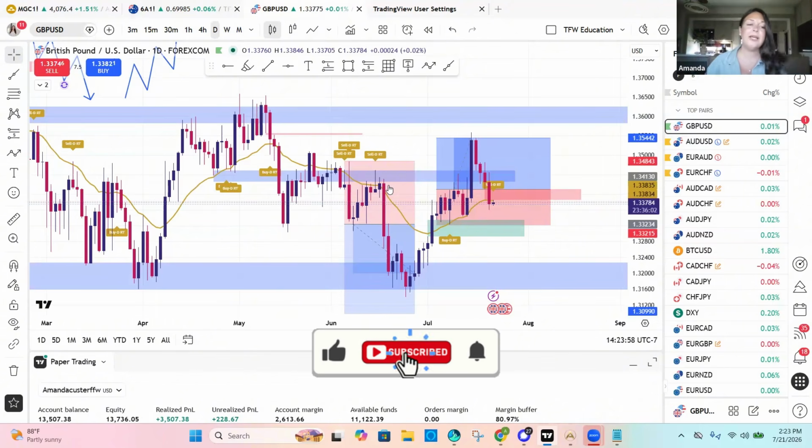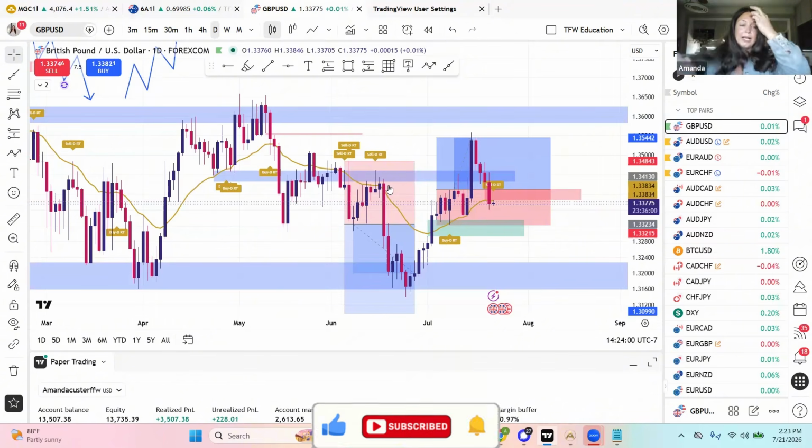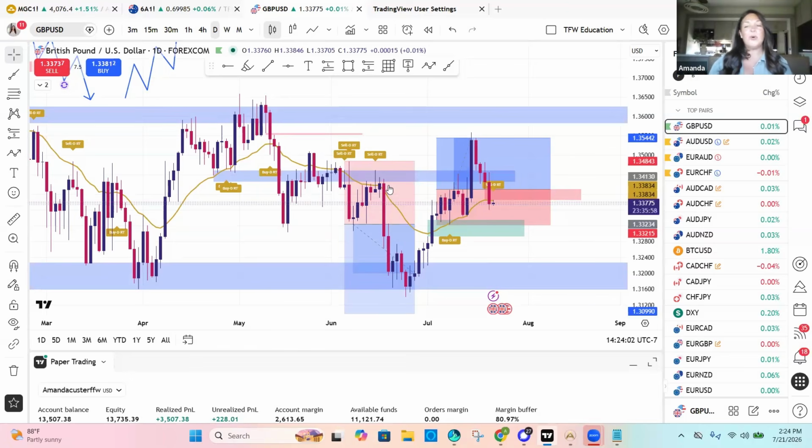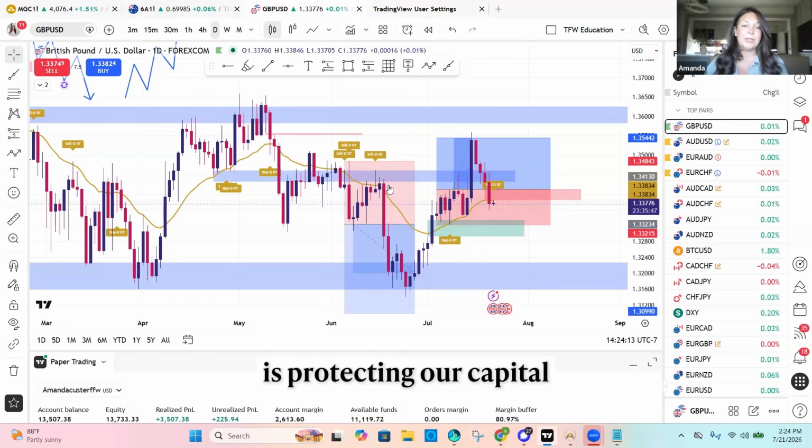Okay, perfect. Hopefully that helped you. I wish it was a more black and white answer of when it gets to this point, move to break even, but it doesn't matter. Really, it doesn't matter. The market is going to move however the market wants to move. We don't have control over it. The only thing we can control is protecting our capital.